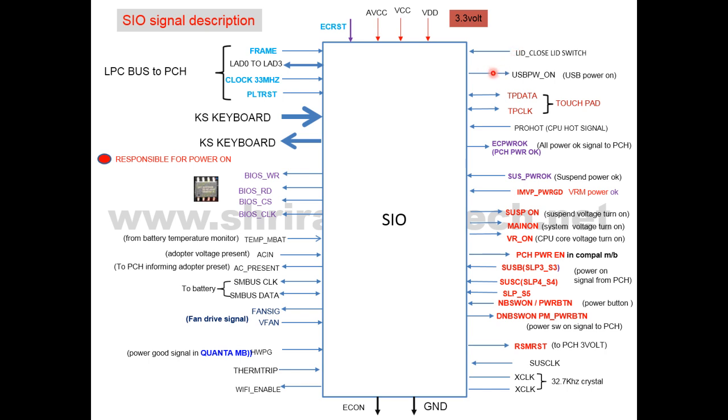The next signal is called the USB on. The USB on is a signal to turn the USB on and off. You can turn the USB on and off through the SIO, so the SIO generates this signal.